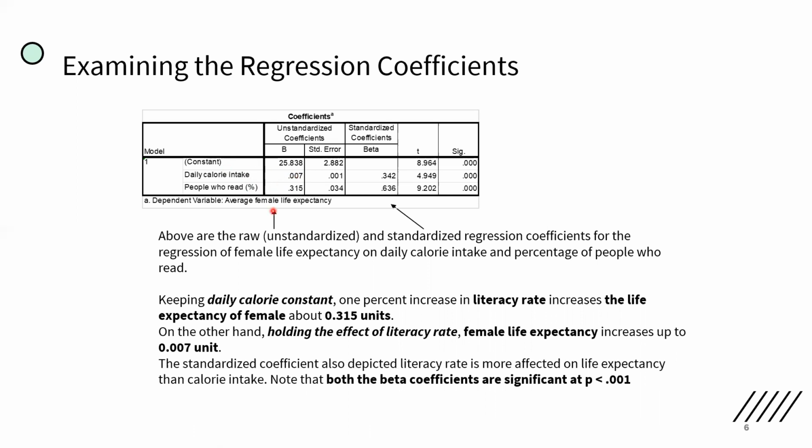From the standardized coefficients, we can also compare that people who read have more effect as compared to calorie intake. Similarly, to interpret the constant, we say that holding the effect of calorie intake and people who read constant, the average female life expectancy is 25.8 years.